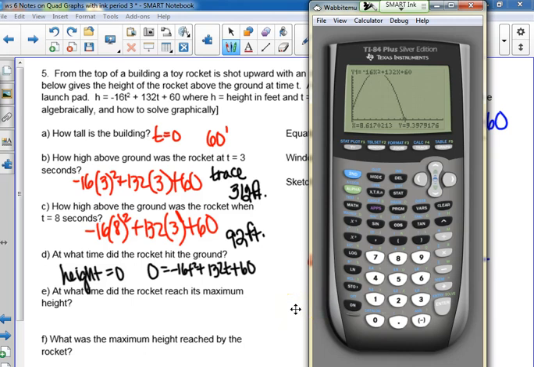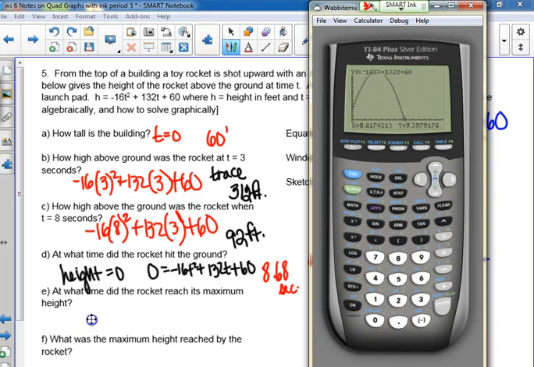All right, so what did we find? 8.7 roughly, 8.68. Was that right, guys? Okay, 8.68 seconds. What time did it reach its maximum? Wait, what is its maximum? Where is that maximum at? What's the top called? The vertex.